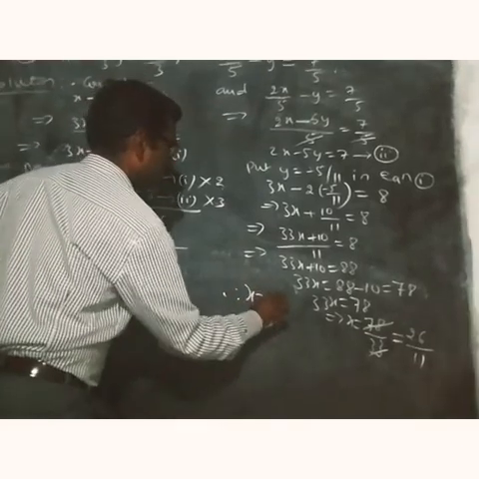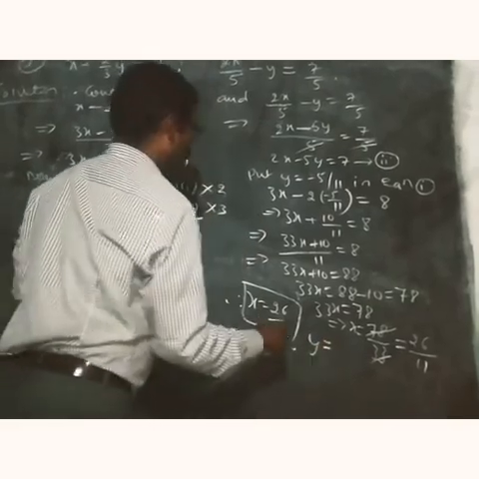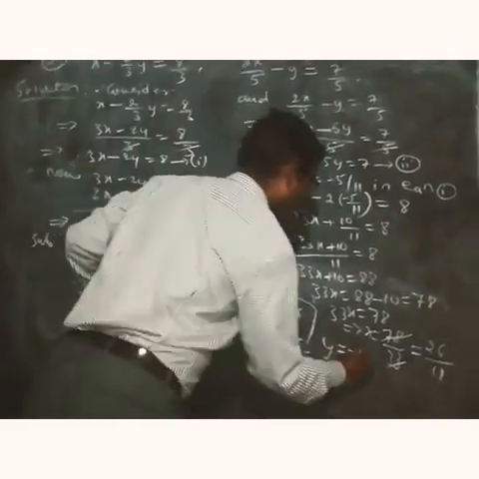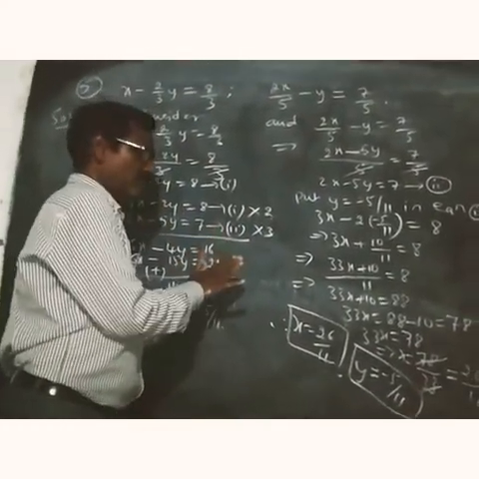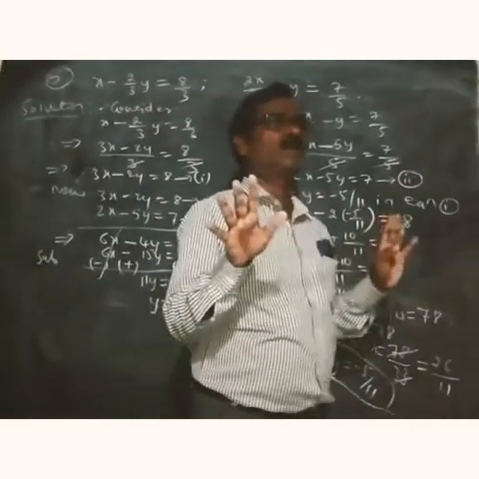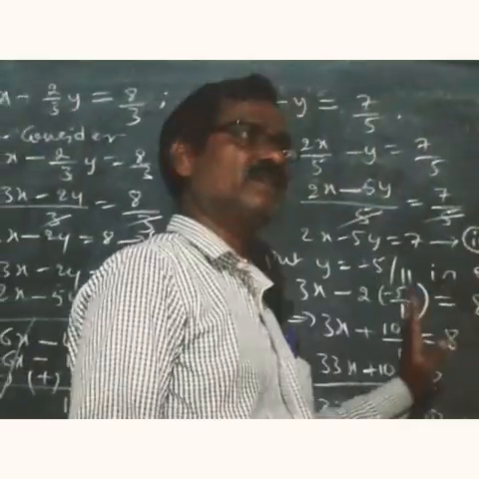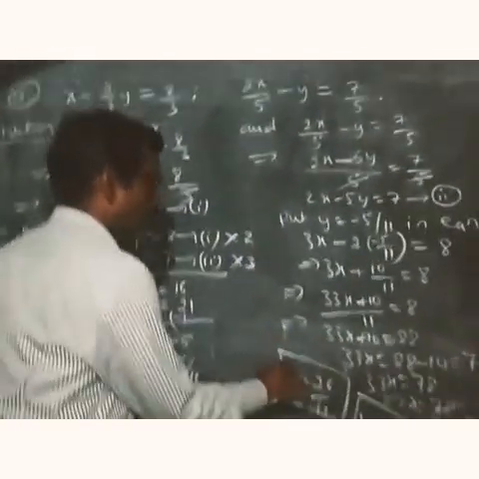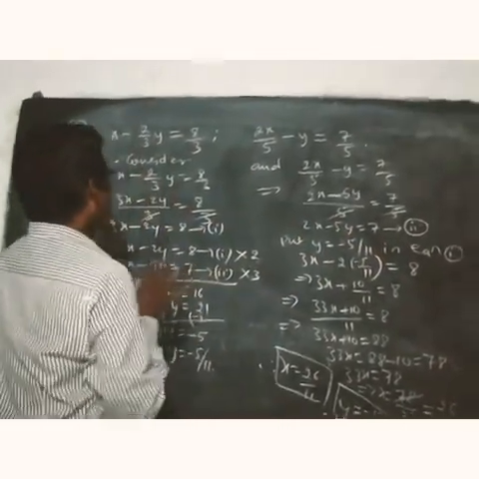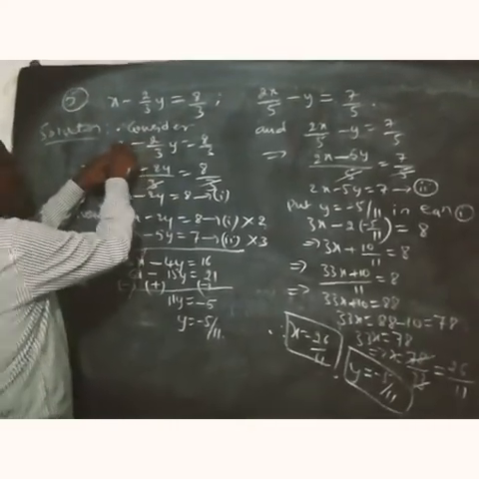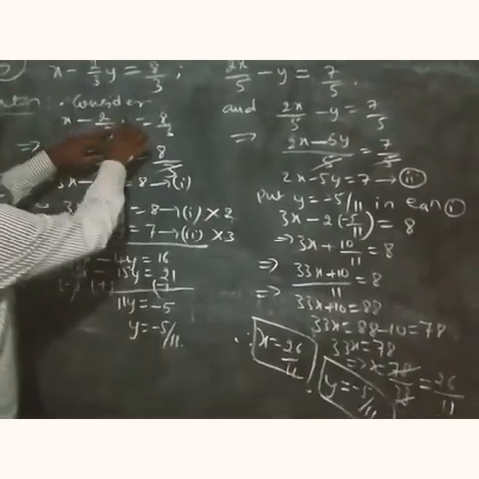So I will write x is equal to 26 by 11 and y is equal to what we got, minus 5 by 11. Students, one thing I tell you: some problems' answers are given wrong with plus or minus signs. Don't worry about the answers. If you want, you can verify. Whatever values you put for x and y, LHS should be equal to RHS. You should substitute the values x is equal to 26 by 11 and y is equal to minus 5 by 11.